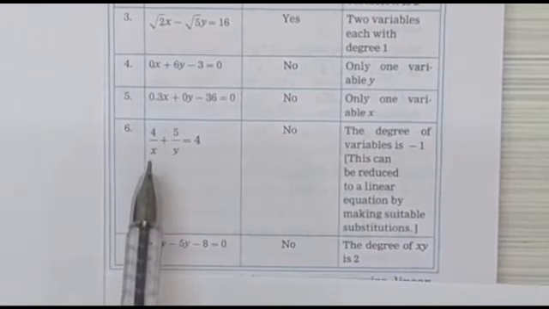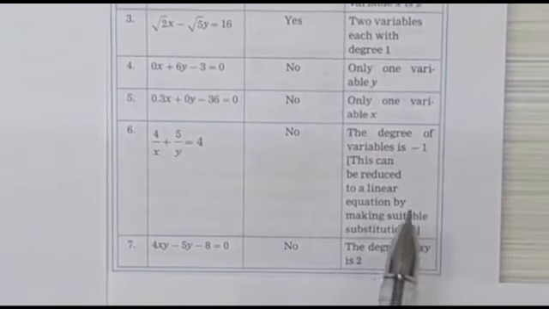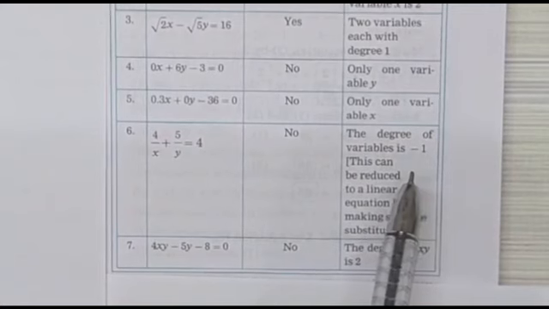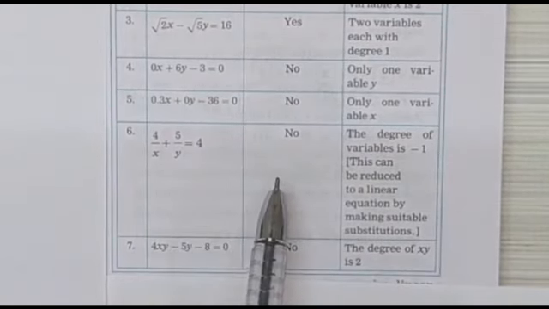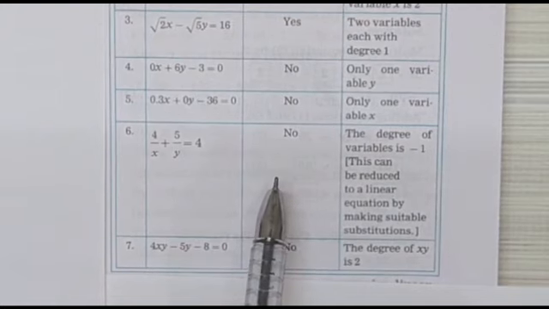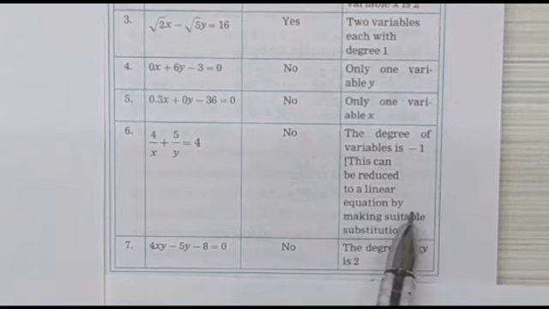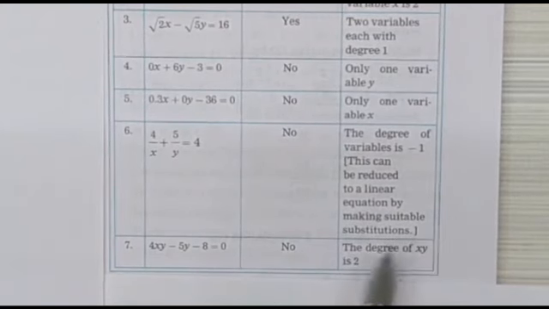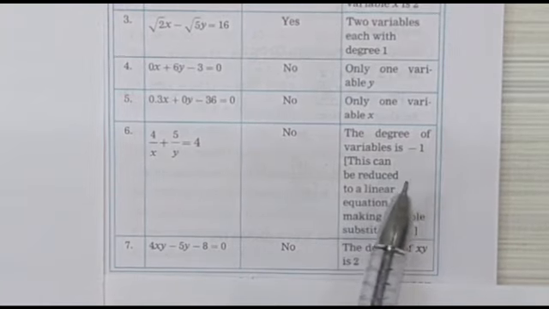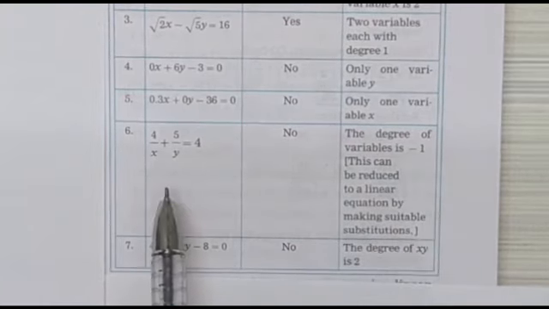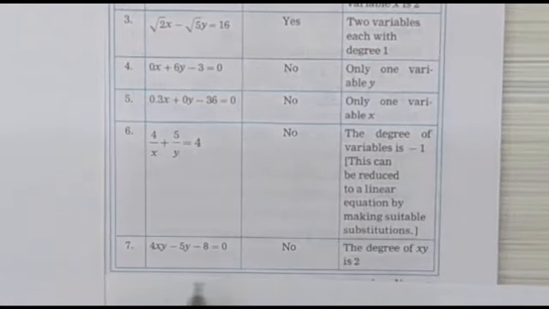In the sixth example, 4 upon x plus 5 upon y is equal to 4. The degree of the variable is minus 1. In this position, we cannot say it is a linear equation. But this equation can be reduced to a linear equation by making suitable substitutions. By taking a suitable substitution, this equation can be converted to a linear equation.